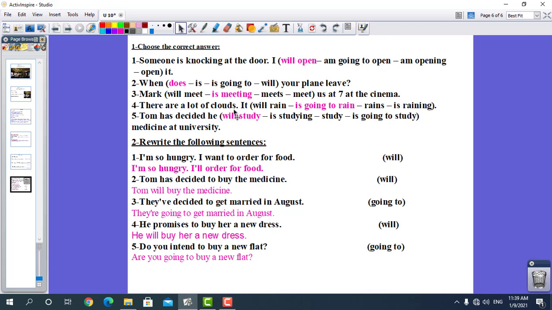Number four, there are a lot of clouds. It will rain, it is going to rain, it rains, it is raining. So, this is an evidence for the prediction that we are going to make. There are a lot of clouds, it is going to rain. Number 5. Tom has decided he will study, he is studying, he study, he is going to study medicine at university. So Tom has decided he will study medicine at university.